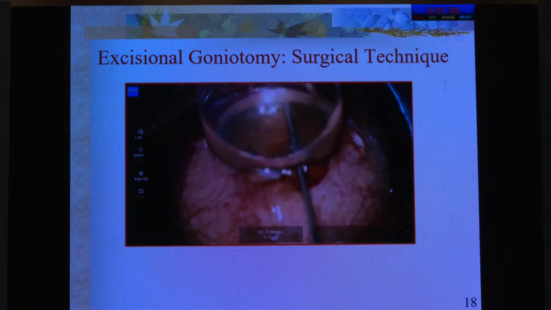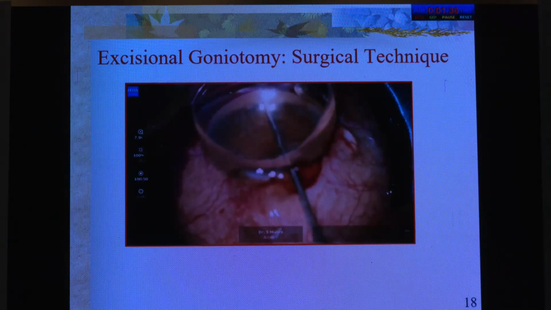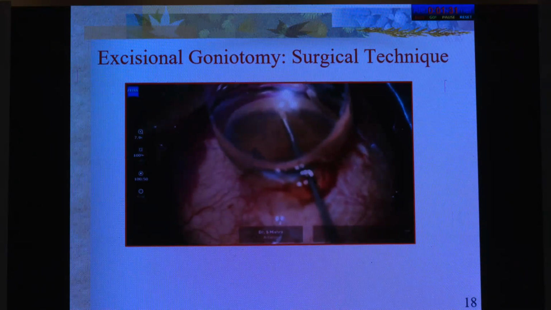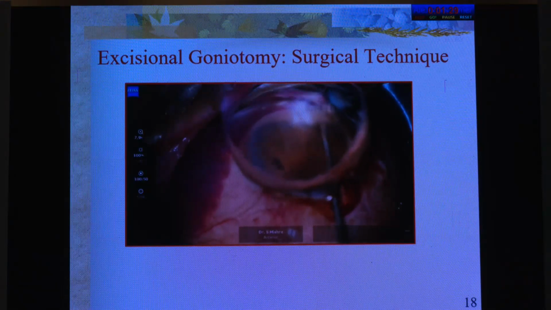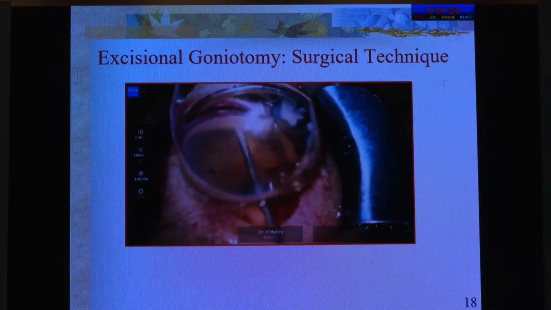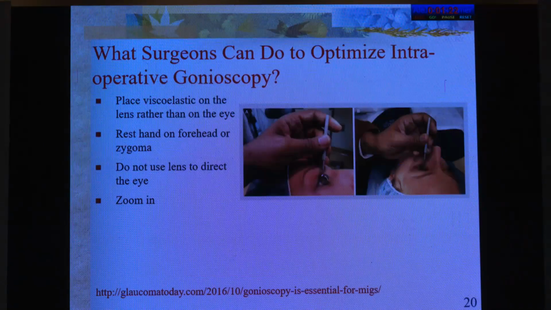You place Healon on the cornea, or you can put it on the goniotomy lens also. You put Healon on the cornea, and you don't have to use any other viscoelastic. You have to inflate the AC with Healon only. And you have to rest your hand on the forehead so that there is no movement. Do not use the lens for directing the eye, because that is not correct. You will not get a good view of the angle. And then once you are around the angle, zoom in.